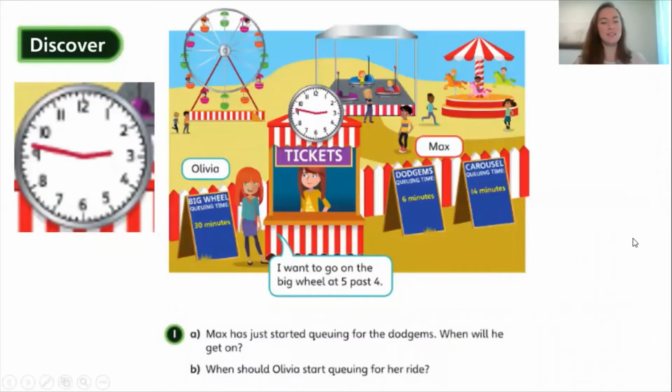Part A of this Discover asks us, Max has just started queuing for the dodgems. When will he get on? Part B asks us, when should Olivia start queuing for her ride? Let's use the picture to get more information.